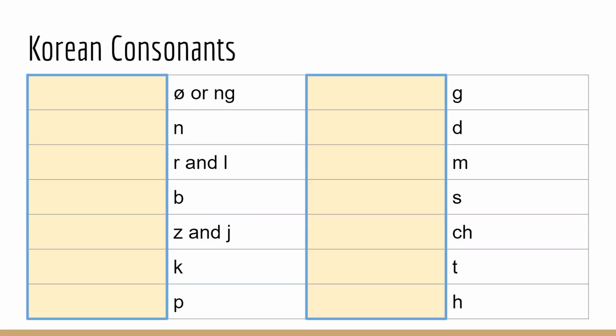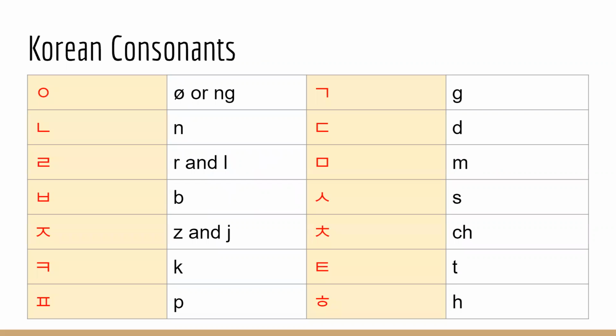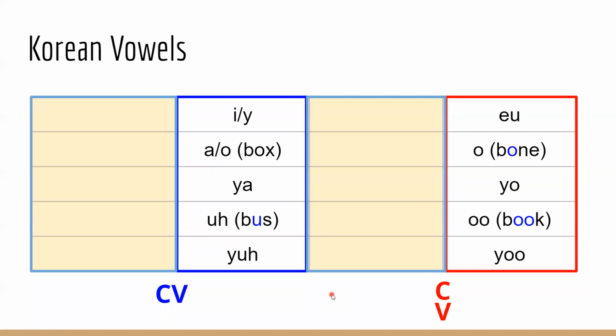3, 2, 1. The consonants are 응, 그, 느, 트, 르, 무, 부, 스, 츠, 크, 트, 프, and 흐. Go ahead and fill out the vowels this time.